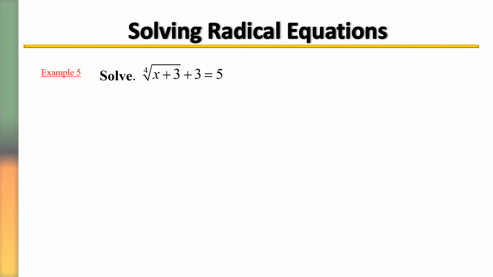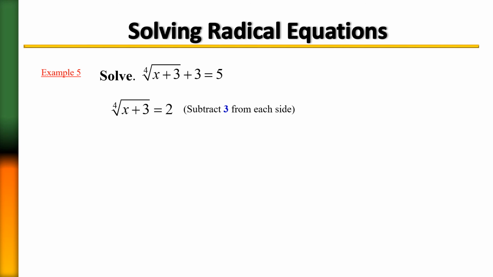We have one left. So what do I do first? Yes, I've got to get that radical there all by itself on the left side. So who has to go? The 3 on the left side has to go. How do I get rid of it? By subtracting 3 from each side. This is fourth root, so to get rid of the radical symbol, I'm going to have to do what? Yeah, I heard you. I'm going to have to raise both sides to the 4th power.